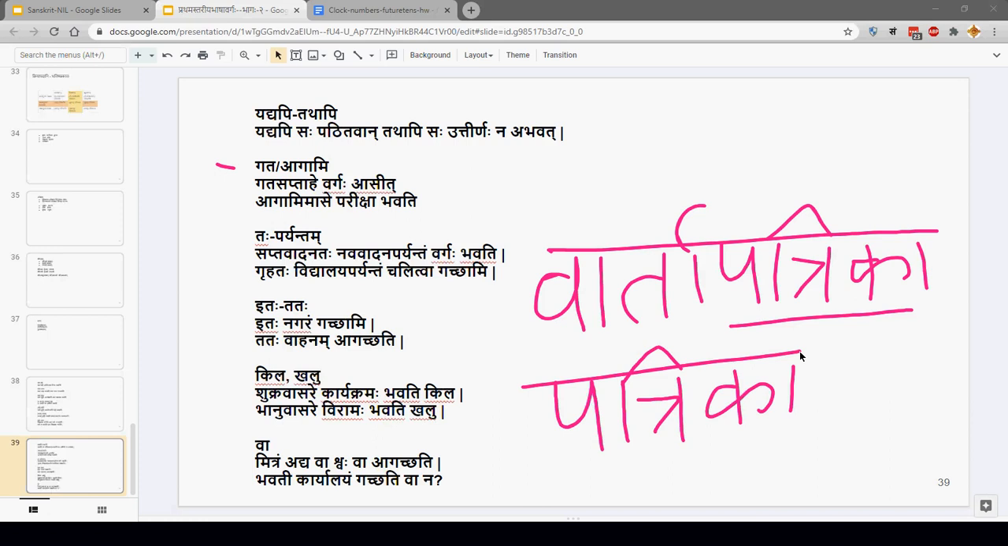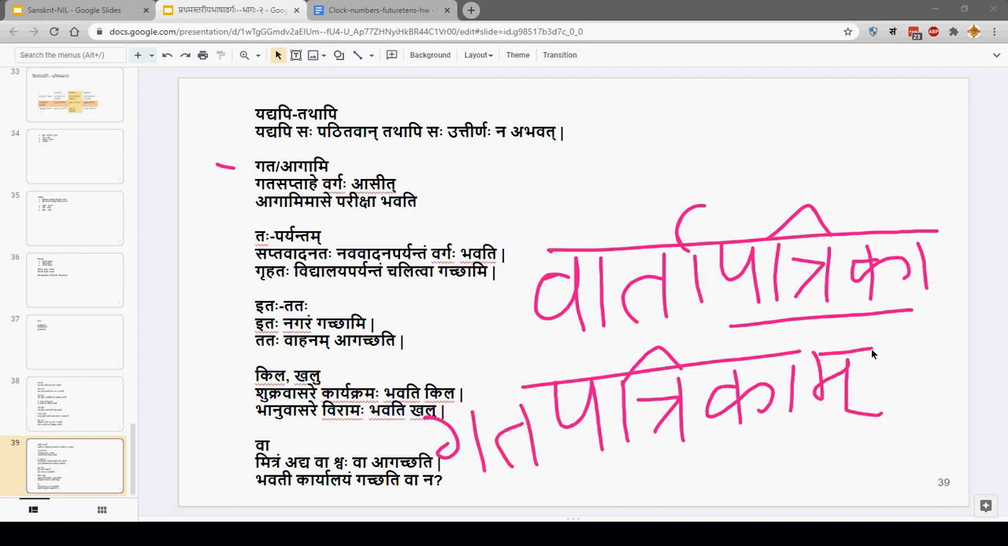How do you say you read? Bhavan, bhavati. Gatapatrika. Pathatu. Pathatu means that is the imperative. Read. Right? You read, or you should read. You are asking, or requesting, or ordering. So Bhavan Gatapatrikam Pathatu. So here we are using Gatapatrikam.